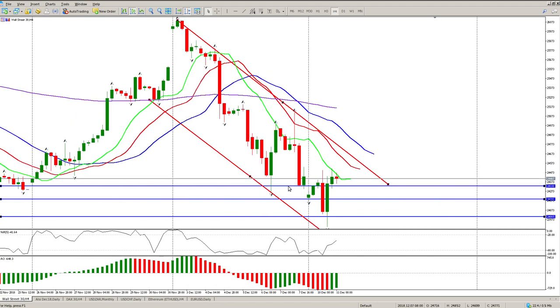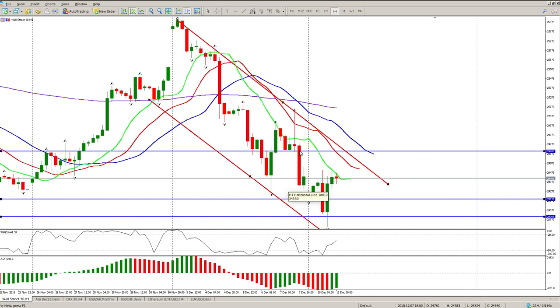And we can move these levels around. So there's our first inside tail. Okay, look at that. It's going to coincide with the alligator and with the channel. So that's kind of the area that I would be looking for shorts again. Okay, so we're looking at the 24,690 area for another short.